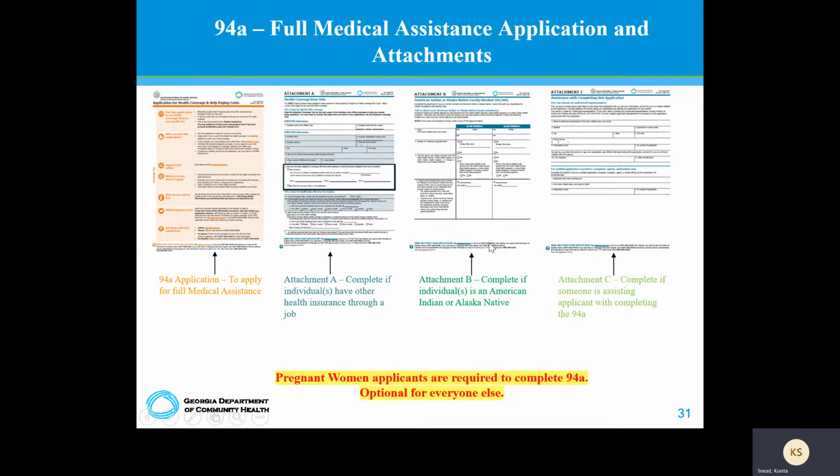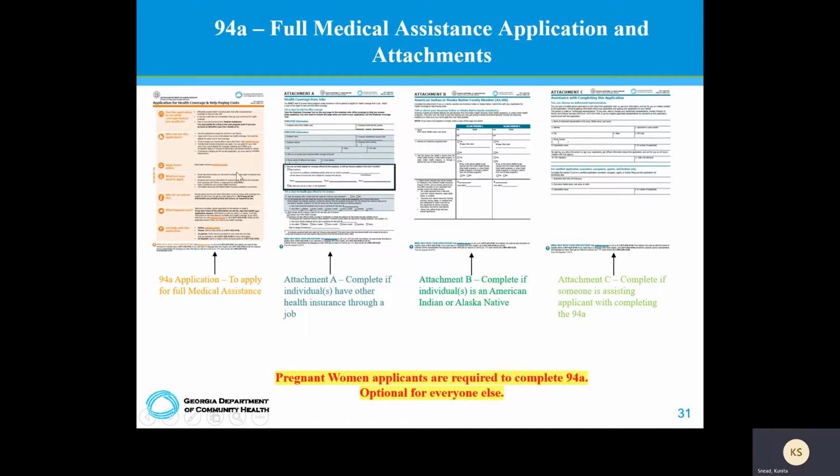Attachment B, if they are an American Indian or Alaska Native, they would need to complete attachment B. Attachment C, if they are appointing someone to act on their behalf as their authorized representative, or they have a power of attorney, they would need to fill out that information. Or if somebody is assisting them in completing this full application, they need to complete the bottom part of attachment C, and that can be you all. Because that's one thing we want you all to do. If they're applying for full Medicaid, please make sure you are assisting them in completing this form. So in that case, you will need to fill out the bottom part of attachment C.